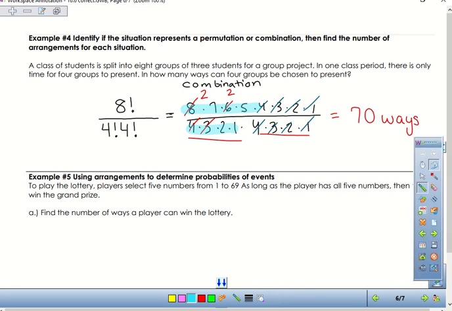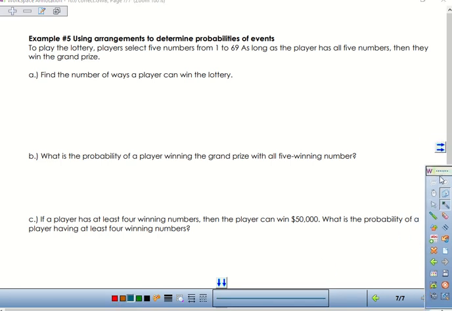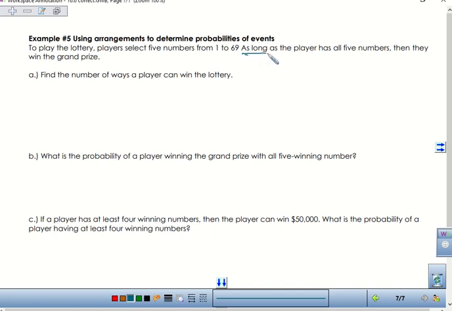So, example 5. To play in the lottery, select 5 numbers from 1 to 69. Players select 5 numbers from 1 to 69. As long as the player has all 5 numbers, they win the grand prize. So this sentence right here tells you if it's a permutation or combination. Based on that sentence, what do you think?